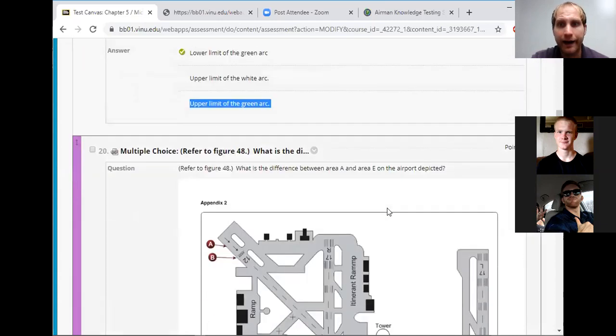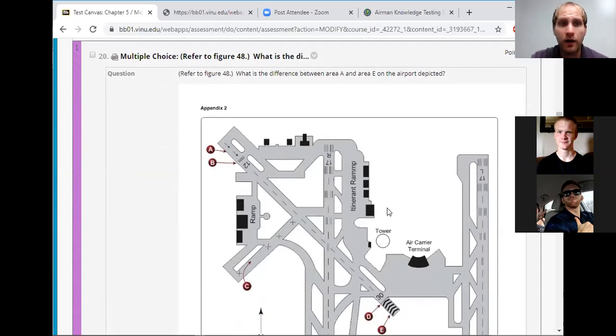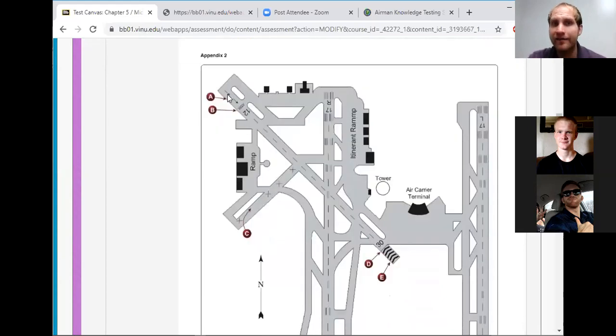All right, we're tying it all together. We're gonna answer a few more questions here before we go on our break. So here is the figure, already printed on this question. That's nice. We need to know the difference between area A, alpha, and area E, echo. Alpha is the arrows. We cannot land on arrows, but we could use the arrows to back taxi, take off. So we can drive on the arrows, we can taxi on the arrows, but we cannot land on the arrows.